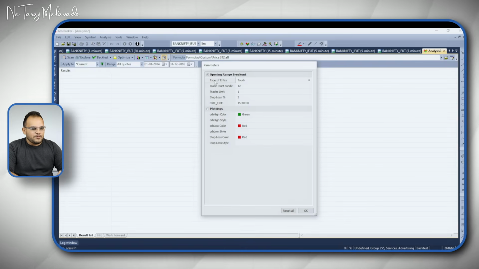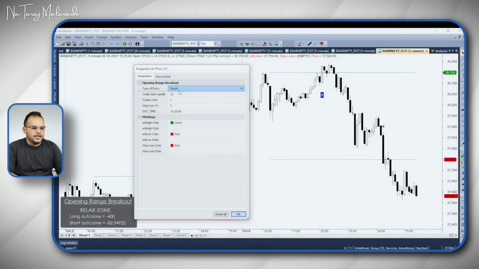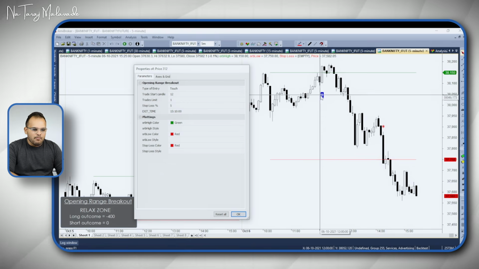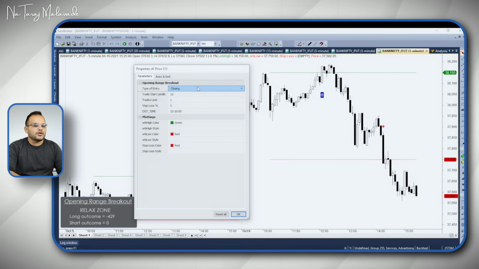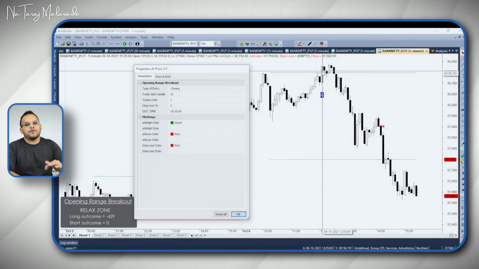There are two types of entries. I forgot to explain that. Here the type of entry can be of two types: one is touch, another one is closing. It's very simple. Touch means when the market movement touches this high or low, the trade will be opted. And the closing basis is where we will wait for the closing of the market. We want the close to happen beyond that range.